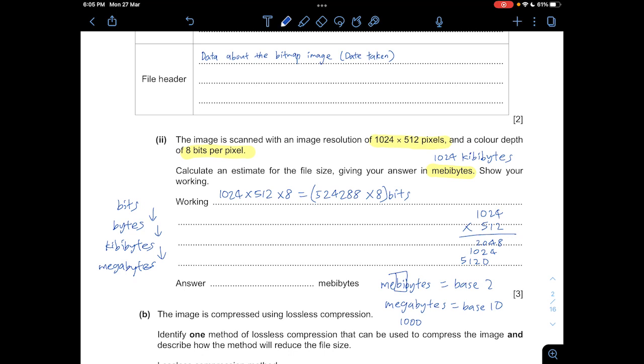shortcut way, you need to multiply by 8. But here, I'm going to assume that I have already divided by 8, because 1 byte equals 8 bits. So later on, you still need to divide it by 8, because in order to get the equivalent number of bytes, you need to divide it by 8. So I'm going to assume that I have already divided by 8. So I'm going to get the answer, which is 524,288 bytes. And then here, we're going to convert it to kilobytes and megabytes.